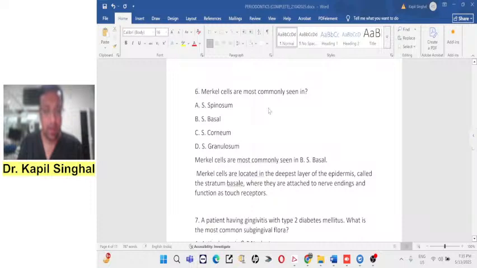Okay. The next question that came was that the Merkel cells are most commonly seen in. So the Merkel cells, we all know they are present in the deepest layer of the epithelium, that is stratum basale. Okay, so the answer here would be B, stratum basale. And the role of Merkel cells is to help in tactile sensation or touch receptors. Okay.